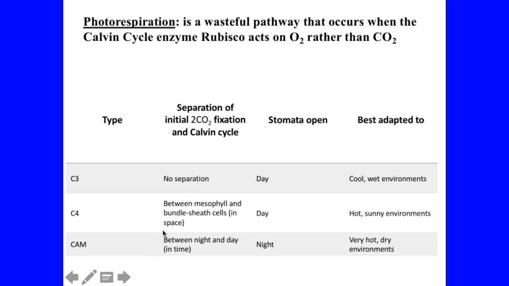Okay, and you're also going to want to know what kind of plants are best adapted to that kind of plant type. So for example, CAM plants are usually going to be best adapted in very hot and dry environments because they're able to do the actual carbon dioxide uptake and Calvin-Benson cycle at separate times of the day.